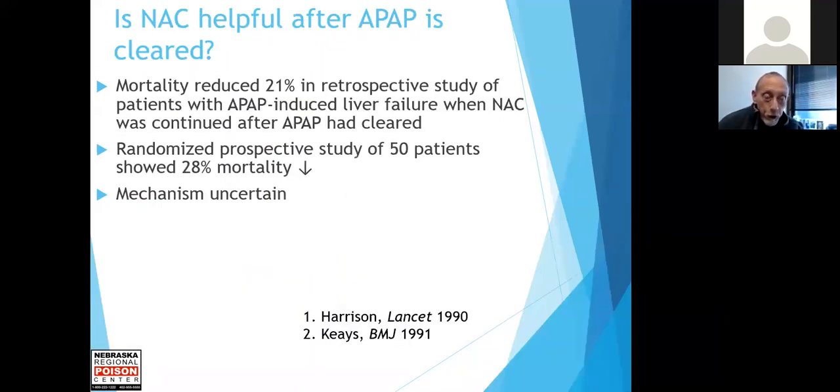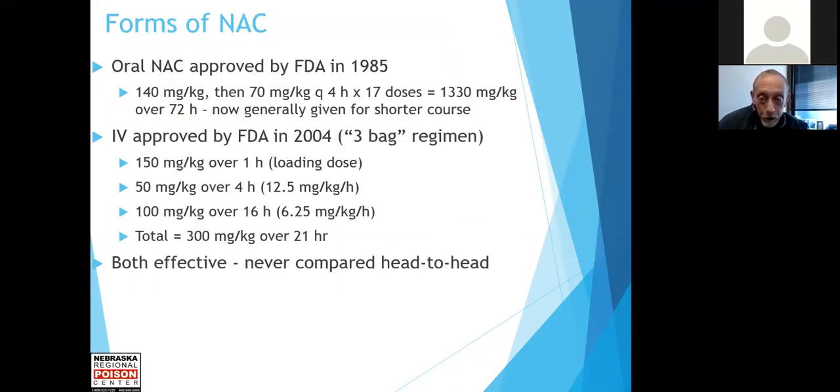But the question comes up, what if you've already cleared the acetaminophen and you still have serious liver injury, but no more acetaminophen left? Can it help those patients? The answer is it can. From some studies in the UK in the 1990s, patients who developed liver failure from acetaminophen, but had cleared the acetaminophen, those patients still had improved mortality when the acetylcysteine was continued. So on the basis of those studies, we continue to treat those patients.